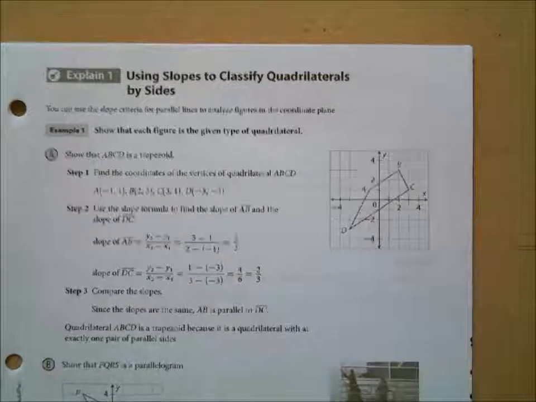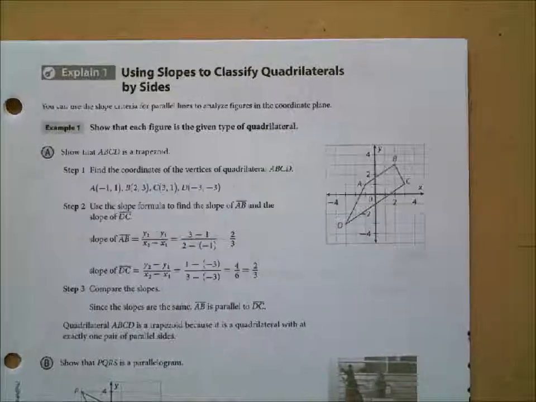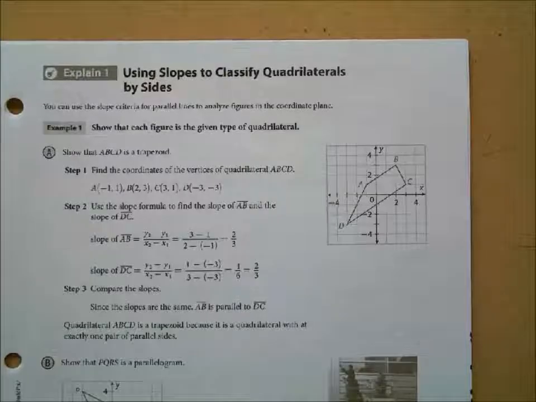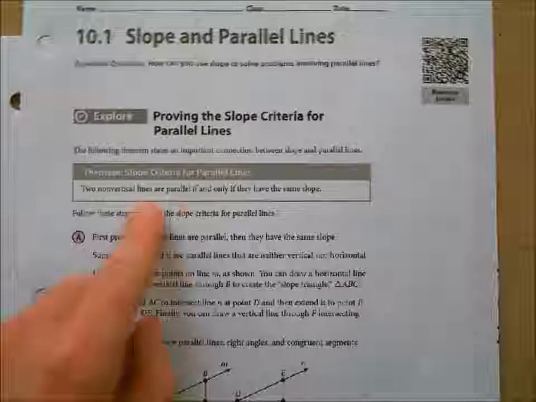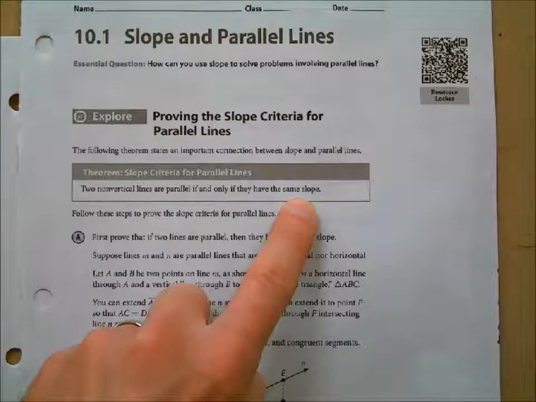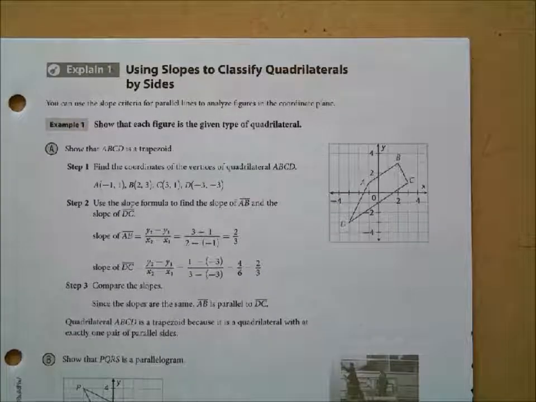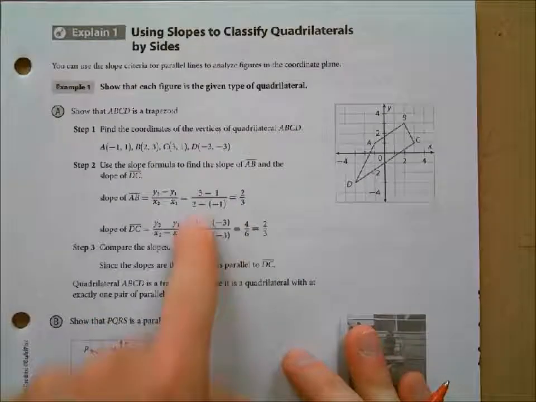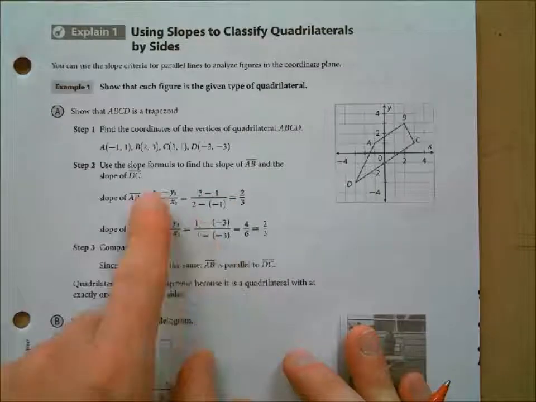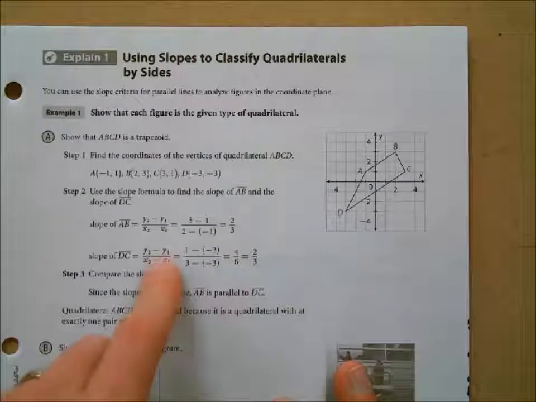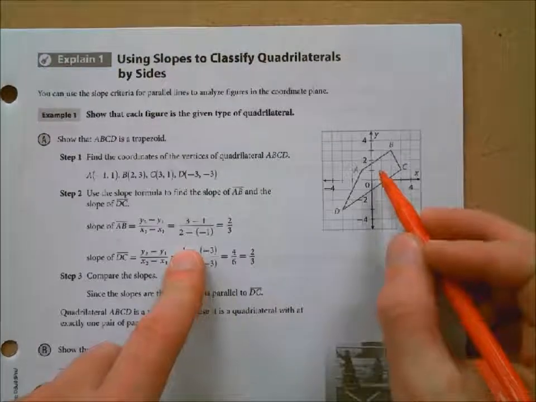What do we want to compare? Their slopes. Exactly right. We just got done talking about that on that very first page. Two non-vertical lines are parallel if and only if they have the same slope. So let's just find the slopes of AB and DC and see if we get the same number. Now the book has you calculating the slopes using the slope formula, rise over run, y2 minus y1 over x2 minus x1, so feel free to use that if you want to. But do we need to actually do this, or what could we just do?